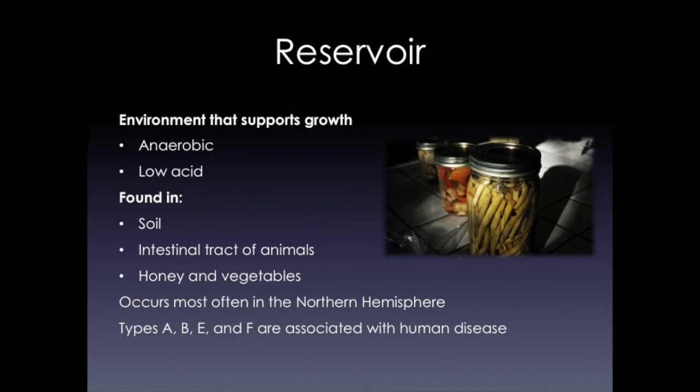This disease is most common in the northern hemisphere, and there are a bunch of different types of botulism, but the ones that are most commonly associated with humans are types A, B, E, and F.